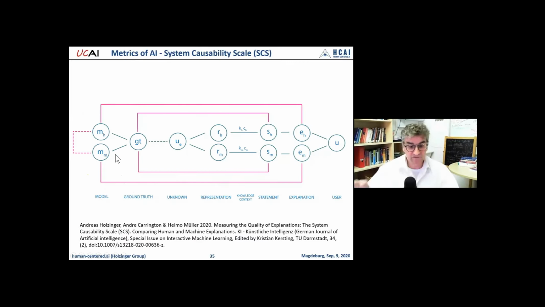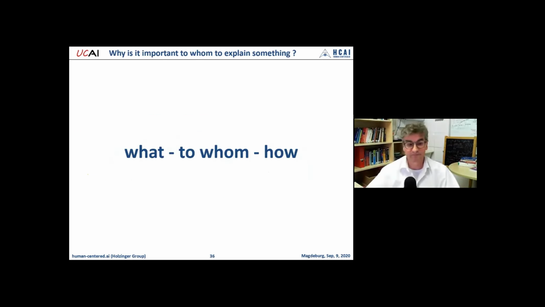And unobserved hidden or latent variables are found in Bayesian models, hidden Markov models, and methods such as we use in probabilistic latent component analysis. So the overall goal is that the statement is congruent with the ground truth, and the explanation of a statement highlights the applied part of the model. So with this, we can measure the quality of explanations. So I come to the end. Yes, I should of course mention what, to whom, and how. This is very important to state beforehand.